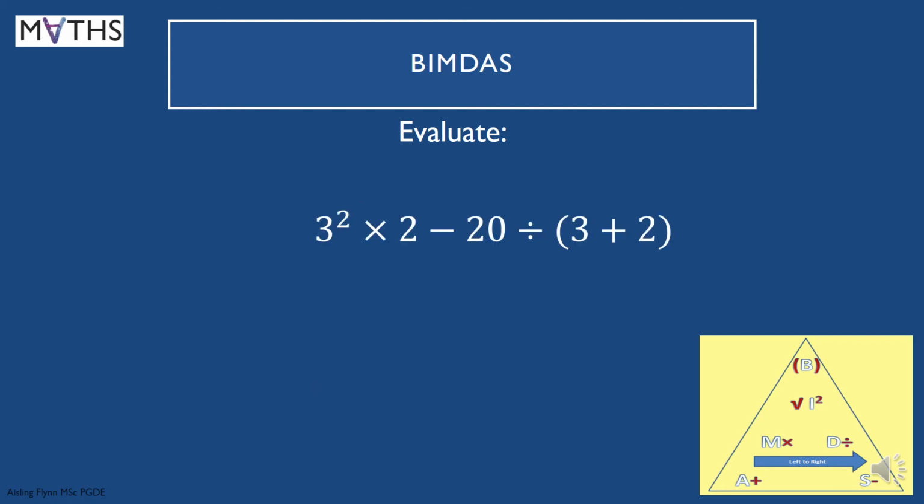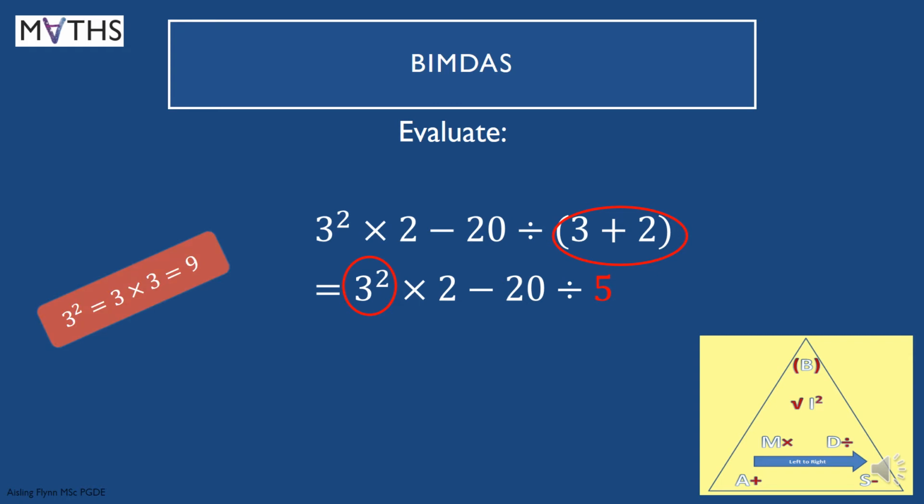Another example. We've lots of operations here. We look to our triangle. Do we have any brackets? Yes, we do. So let's address that first, and we'll get an outcome for that bracket. 3 plus 2 is 5. And we'll look again. This time, yes, we do have some indices. We have 3 to the power of 2, which is sometimes called 3 squared.